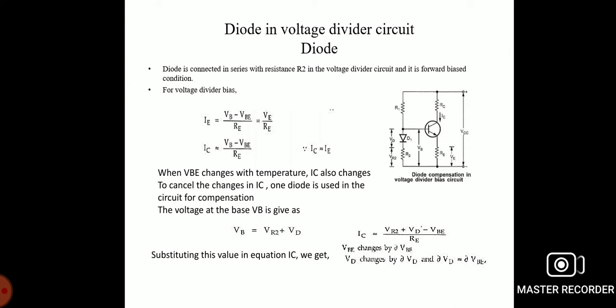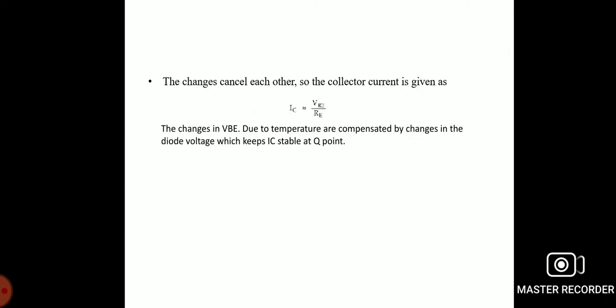So substituting this equation into IC, we get the finalized output current in the technique. Now we can move to how the changes cancel each other. The collector current is given by IC equal to VR2 divided by Re. So the change in base-emitter voltage due to temperature is compensated by the change in the diode voltage, which keeps the IC stable at the Q point.